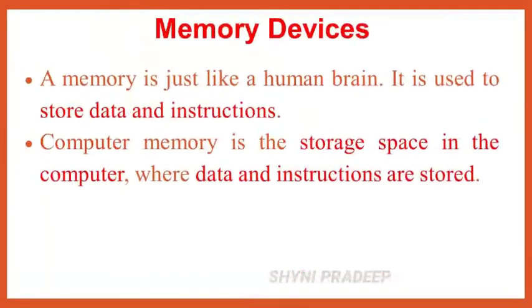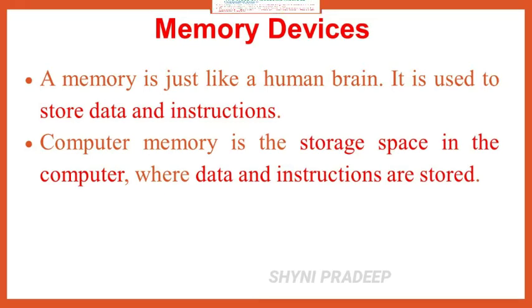Next topic is memory devices. What do you mean by memory? Memory is just like a human brain, which means it stores information. In our brain we have stored much information. Similarly, in the computer memory we can store much information. It is used to store data and instructions. Computer memory is a storage space in the computer where data and instructions are stored.